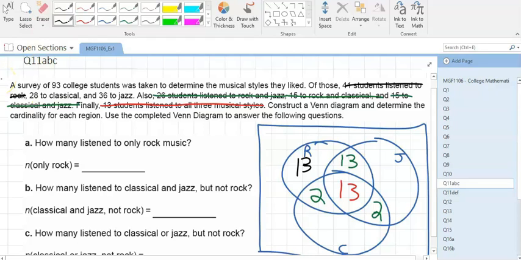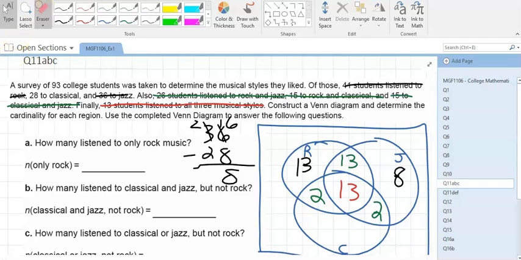Okay? So now we're going to look at this piece right there. So that's about jazz. How many jazz students were there total? 36. There are 36. But we already have 13, 13, and 2 taken care of. So we already have 28 out of those 36 taken care of. So 36 minus 28. That'll become 16. So we have 8 students left in jazz out of the 36, because we already had 13, 13, and 2 taken care of.